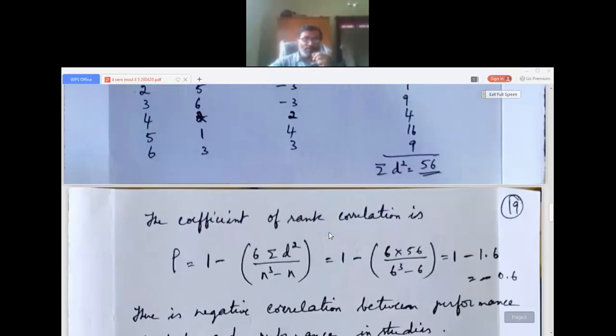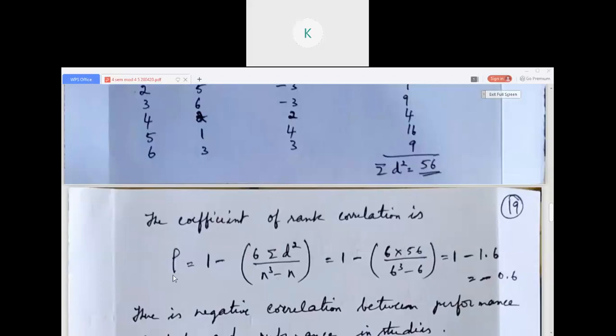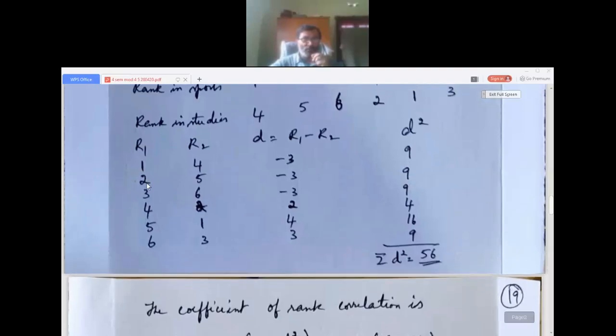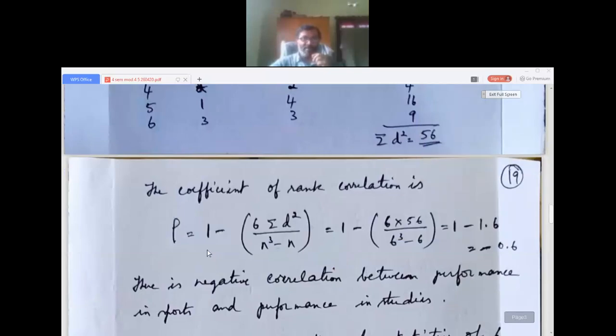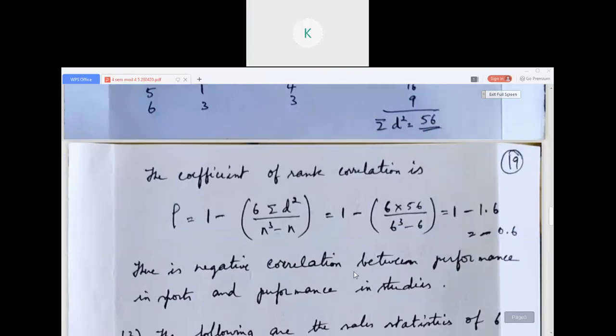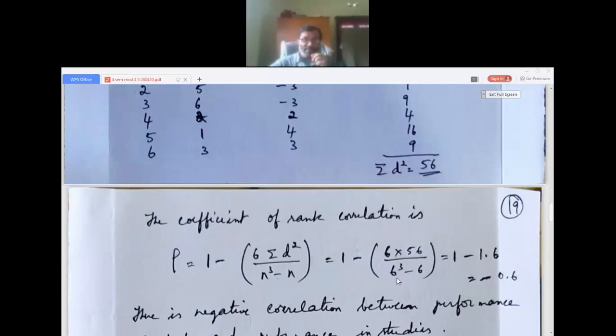Now, the coefficient of rank correlation we have to find. That is the question. So, rho is equal to 1 minus 6 sigma D squared by n cubed minus n. So, n is here how much? 1, 2, 3, 4, 5, 6. So, 6 inputs. So, 1 minus 6 into 56 divided by 6 cubed minus 6. That is 1 minus 1.6. So 1 minus 1.6 will be minus 0.6.